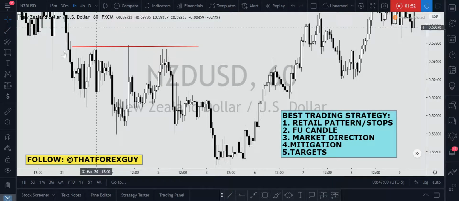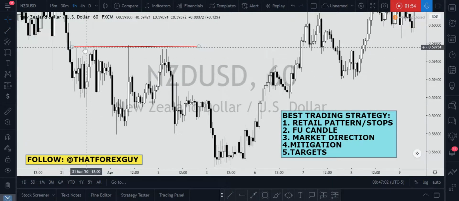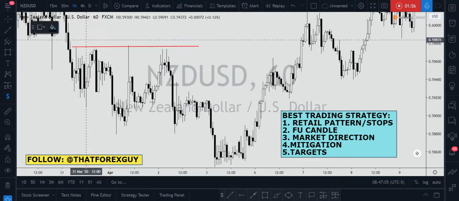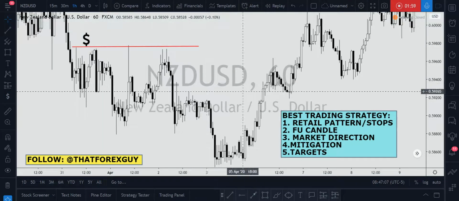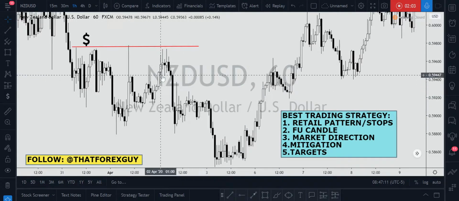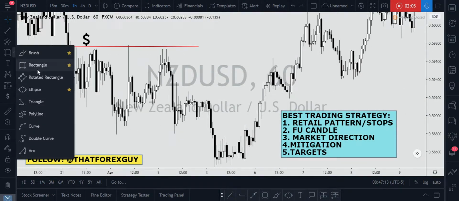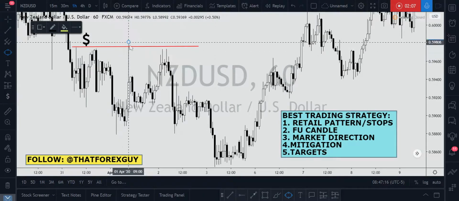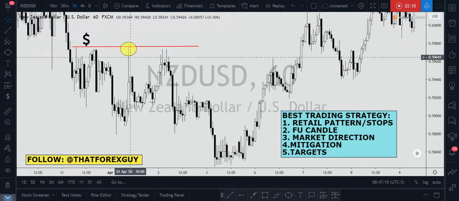All right. So now that we know where the retail pattern is and where the retail stop losses are, now we have to look for the second thing, an FU candle. An FU candle is basically a candle that spikes past any recent highs or lows, showing that big money may have been in a move.